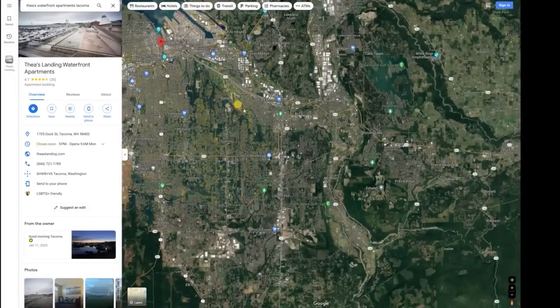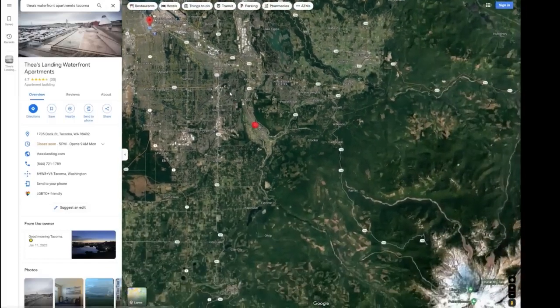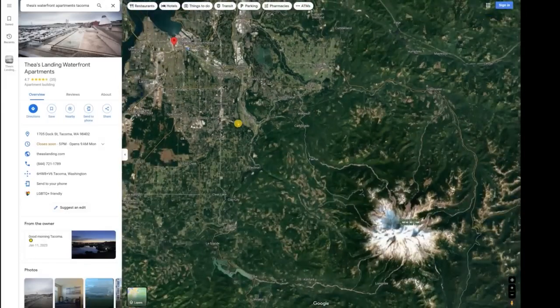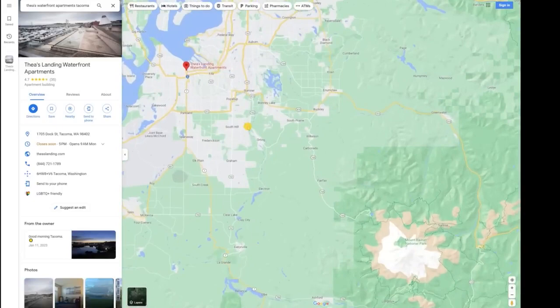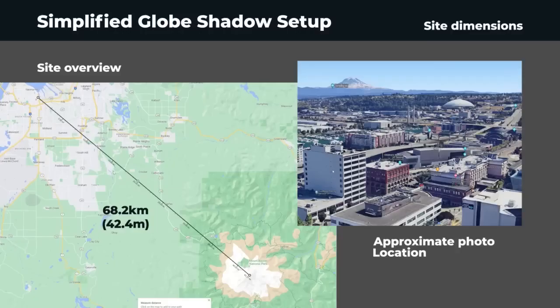So if you zoom out over the whole entire site, this area is what I needed to replicate and build in 3D. Looking at the overall map of this site, we can get some rough dimensions from the location of the photo to Mount Rainier. The distance away from Mount Rainier is approximately 68.2 kilometers or 42.37 miles. You can also see a Google Map 3D view of the site with the prominent features in the frame.